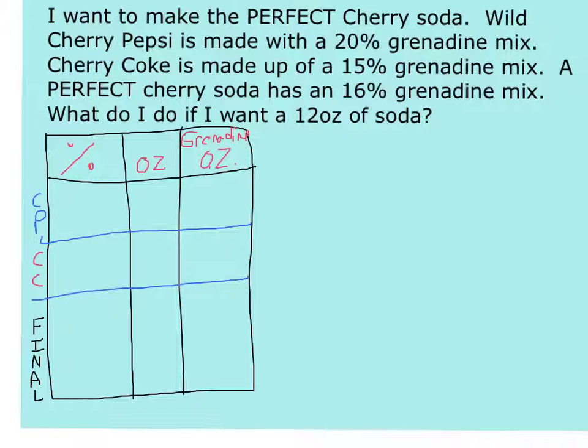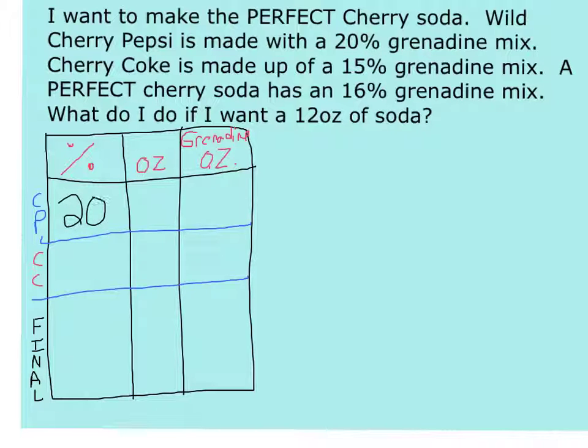So the way I set this up was I did my percent that's grenadine, the ounces, and this would be the total ounces of pop. And then this would be how many of those ounces are just pure grenadine, the ounces of grenadine. Let's start filling this in by looking at cherry Pepsi. Cherry Pepsi has what percent grenadine? 20%. So fill this in with me.